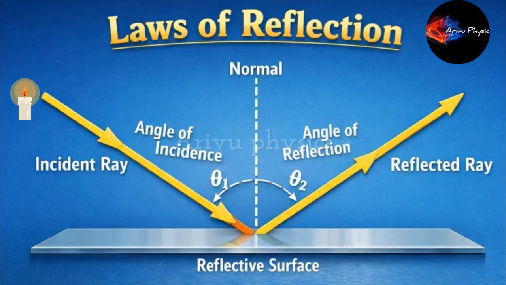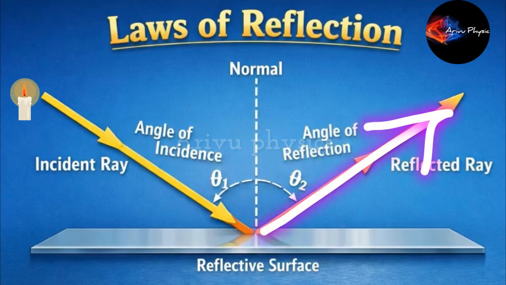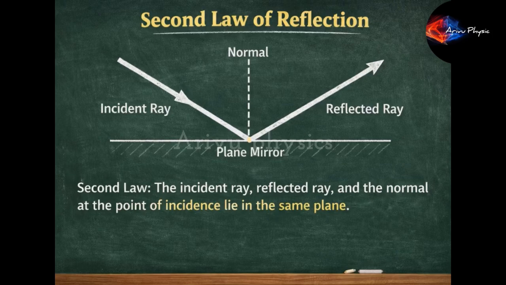Now let's see the second point. The incident ray, the normal to the mirror at the point of incidence, and the reflected ray all lie in the same plane. Consider this blackboard. This is a 2D surface. It's a plane. So now we are going to draw an incident ray, reflected ray and a normal in the same plane, which implies all the three we can represent in the same 2D surface.